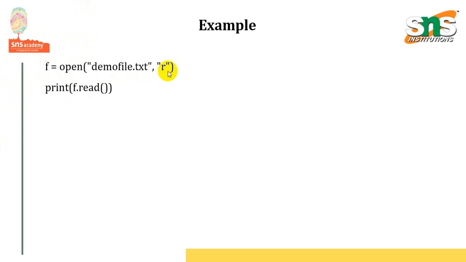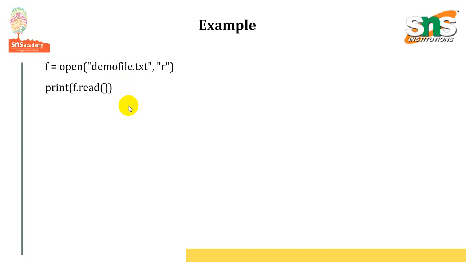So as we all know, this R represents reading the entire content of the text file. After reading, we are supposed to print the content that has been read, right? So for that, print of f. Here f represents the variable created for the file. So f.read means read the file content of this, right?